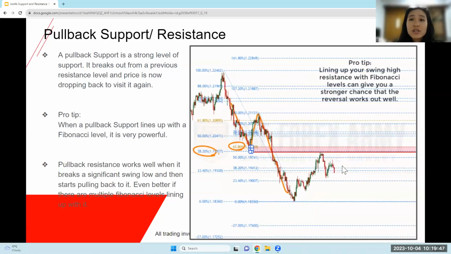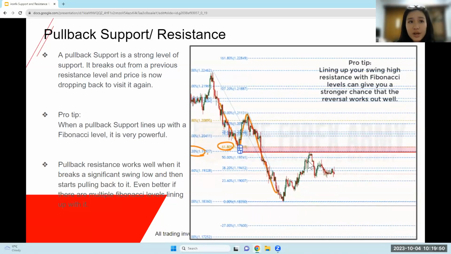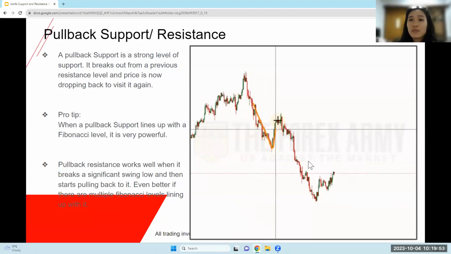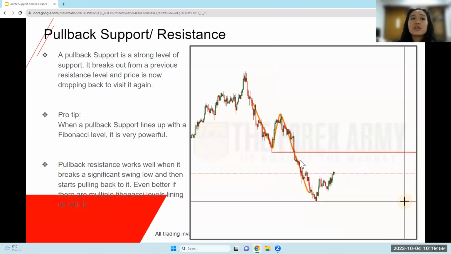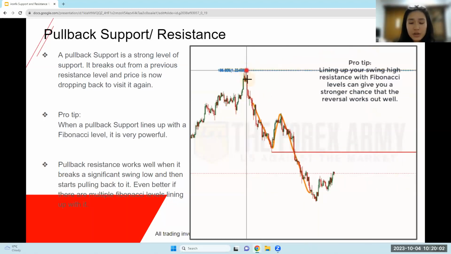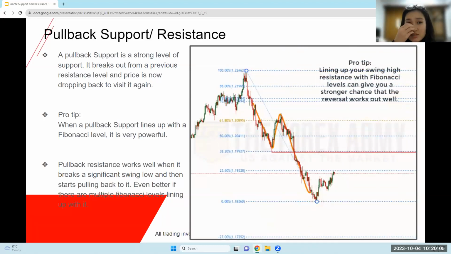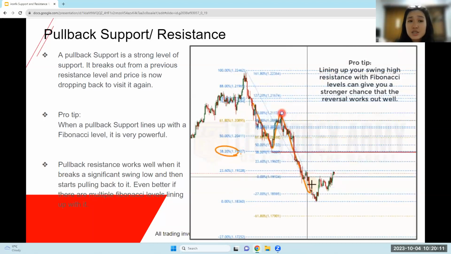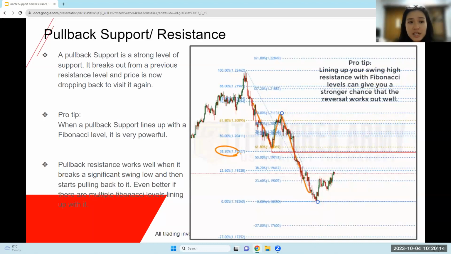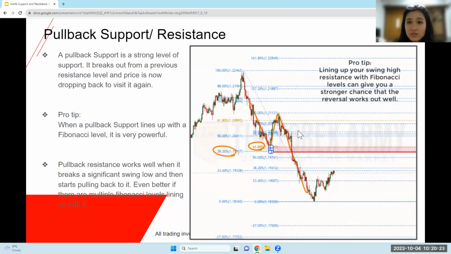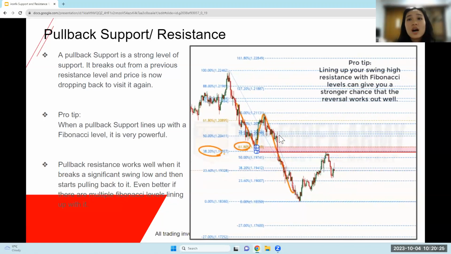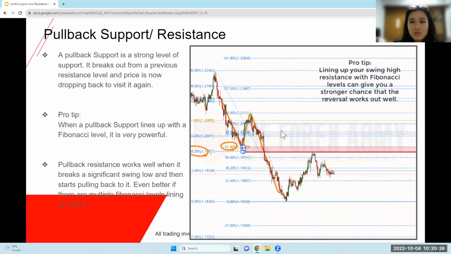Pullback support is basically the opposite of that, where we are expecting price to retrace back to your support level. A pro tip is when a pullback support lines up with a Fibonacci level, it's typically considered to be very powerful. Pullback resistance works well when it breaks a significant swing low and then starts pulling back to it. It's even better, again, if there are multiple Fibonacci levels lining up with it. So here in this GIF, ignore the Fibonacci levels first because it is a little bit messy, but maybe I'll just refresh it.